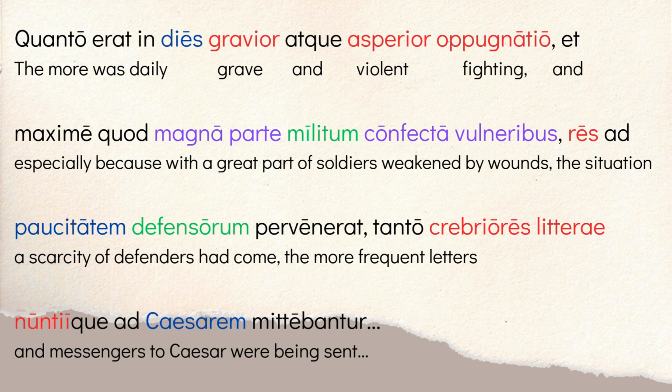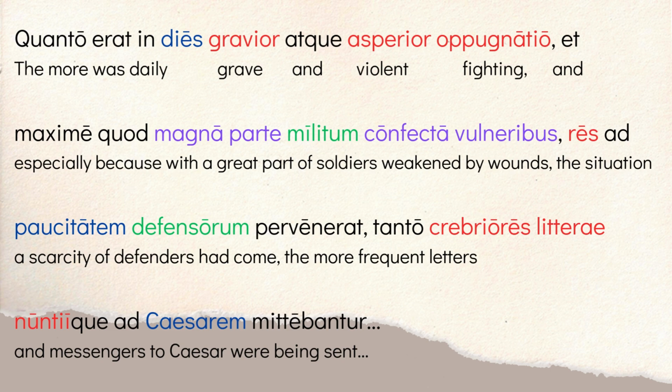You have the correlatives here, which makes this a little bit trickier, right? But one way you could do this is to say, the more, right, with quanto. So there was graver, more grave. And then in dies really means like daily, right? So let me backtrack. The word you're looking for here is oppugnatio, right? The fighting. So you could say the more the fighting was graver and more violent, right? Daily. So it's getting really kind of nasty, this siege.